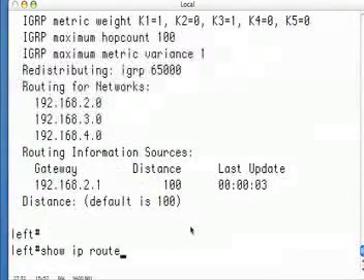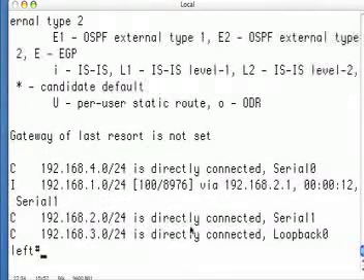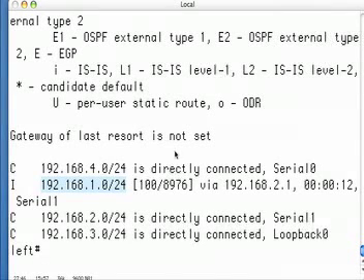Do a show IP route. And you know something? I'm missing a lot of routes. There are 6 subnets in my network, but I'm only seeing 4 of them. I see the 3 directly connected, and I'm learning 1 route via IGRP from the top router, which is the loopback interface of the top router. The routes from the RIP domain, I'm not learning. The reason is that I'm a pure IGRP router, and there is no redistribution from RIP into IGRP in the top router. Let's go ahead and look at the top router.